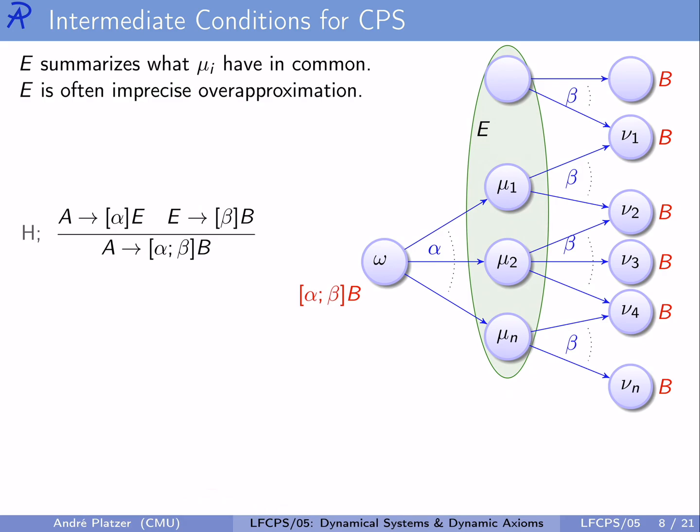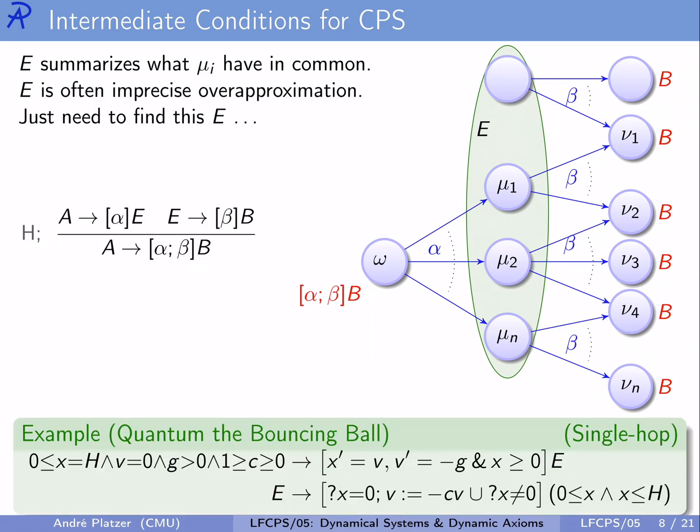So of course, the intermediate condition can sometimes be an imprecise over-approximation of all the states that are really reachable by running alpha. And now all we need to do is find this intermediate condition E. That could be a bit of work. So in our bouncing ball running example, we will split it into the question whether always after running the differential equation some intermediate condition E is true. This summarizes everything that ever could have happened after the ODE. And from this intermediate condition E is all this behavior of the discrete control preserving safety? So we're above the ground and below the initial height.